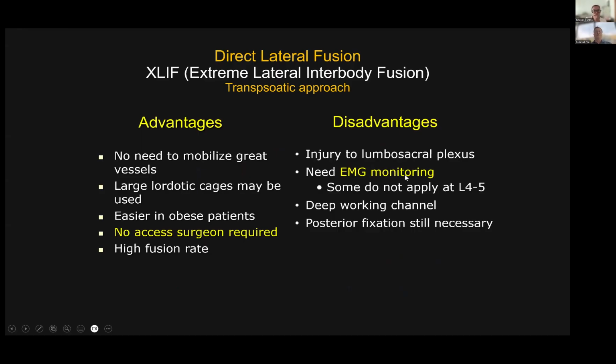As I mentioned before, because of the risk of injury to the lumbosacral plexus, we need EMG monitoring. And since it's a very bulky muscle and there are vulnerable nerves going to the ventral part of the femoral area, some surgeons do not apply it at the L4-5 level. It's not possible at the L5S1 level.